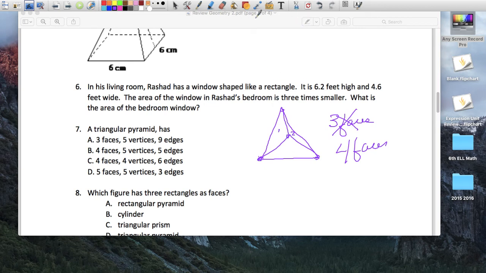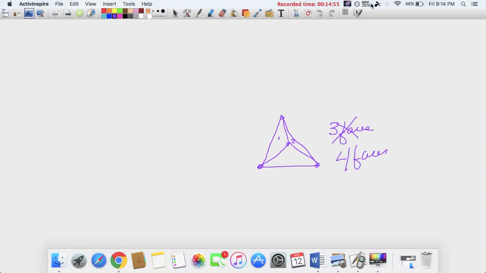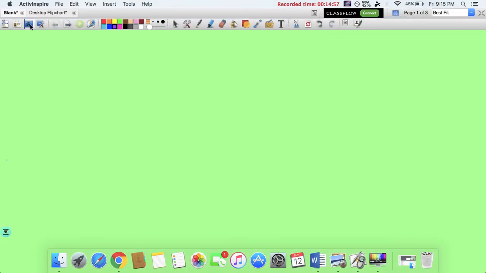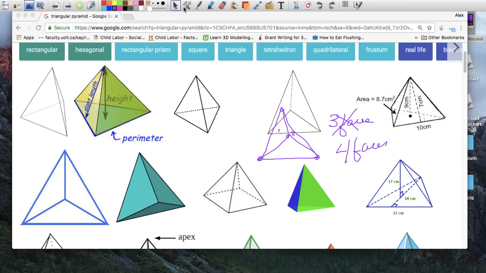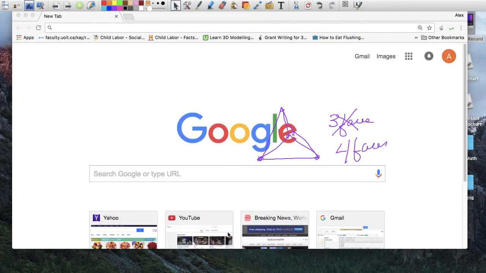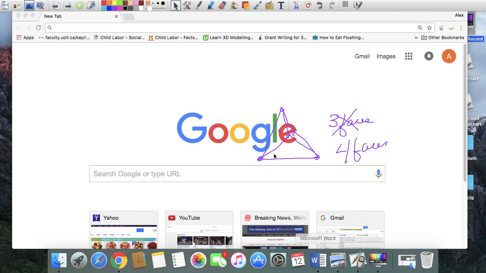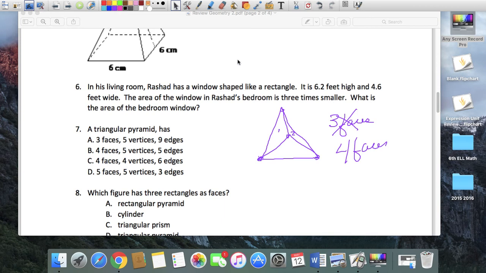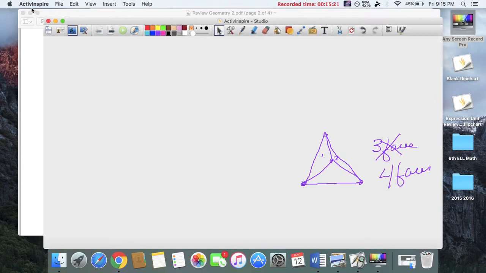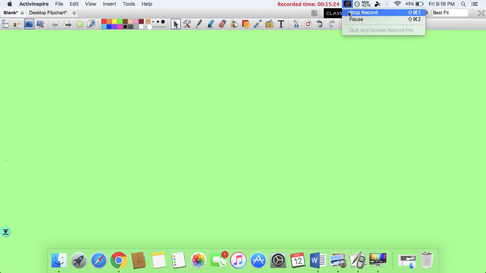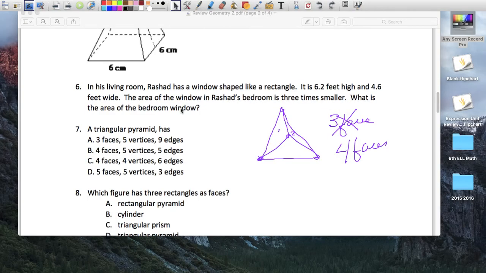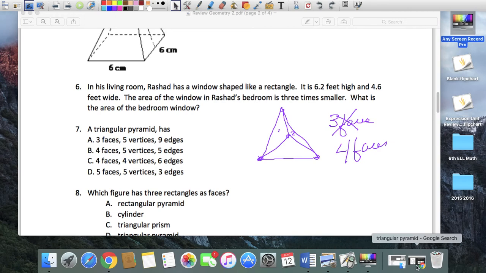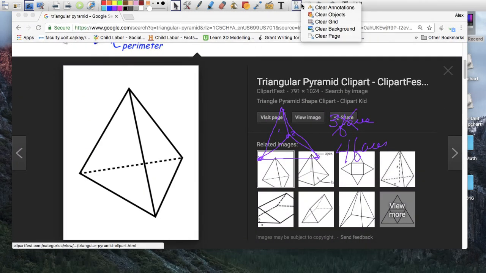You know what, let me see if I can import a triangular pyramid. Give me a second. Okay, I got an image of a triangular pyramid, and I have no idea where that thing is. Here we go. No, here we don't go. Close, close, and there we go. Let's see if I can paste it. No, I can't paste it. Okay, let's take a break again. Okay, I think I got it this time. Here is your triangular pyramid.